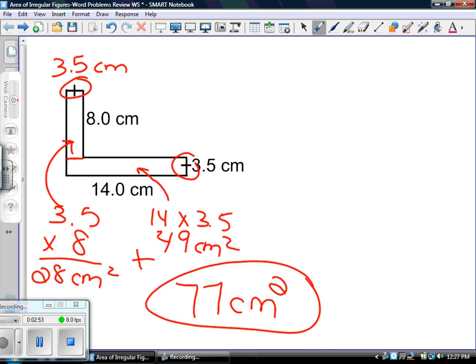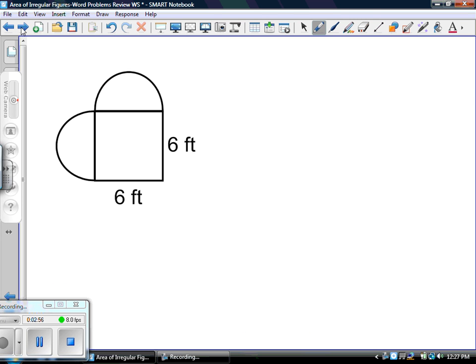All right, let's look at another one. So now you have this figure, and in this case, the figures are basically already broken up for you. They're just put together, so that you see a square, and on top of it, you see a half circle, and then a half circle to the left of it.